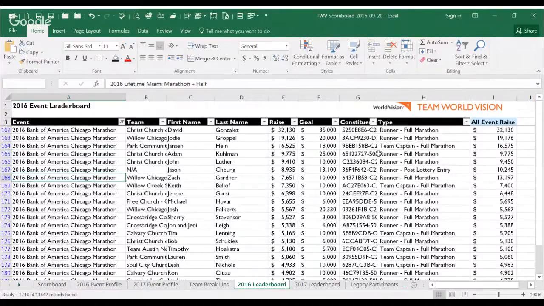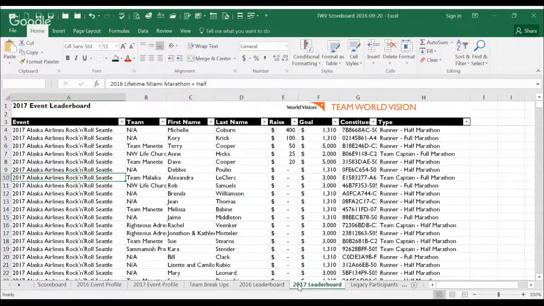Here it's going to sort. Again, it's sorting by top fundraisers and down. And then you can see their names. You can see what team they come from. So if you want to just select team, you can select just the team and see it that way, or by event, however you want to do it. Okay. Again, we have this for 2016, but we also have this for 2017.